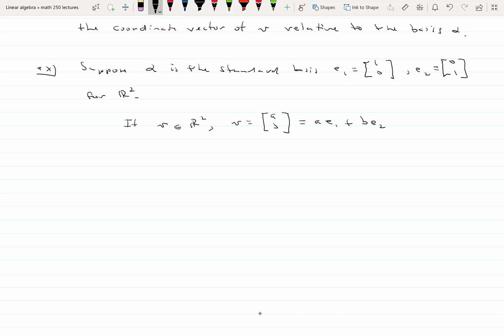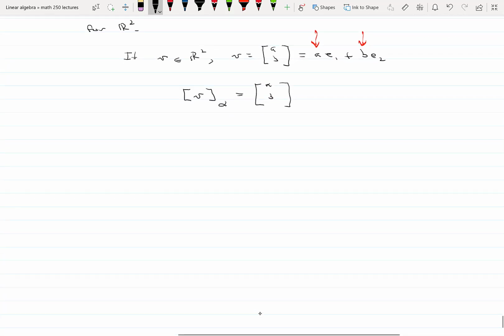Okay, so the coordinate vector of v relative to the basis alpha is just (a, b). We pick off the multiples of e1 and e2 that are used to construct the vector v. In this case, the coordinate vector and the vector itself turn out to be the same thing, but it's not always the case. The coordinates are just the entries of the column vector relative to the standard basis. Okay, so let's take a look at another example if that didn't make sense.